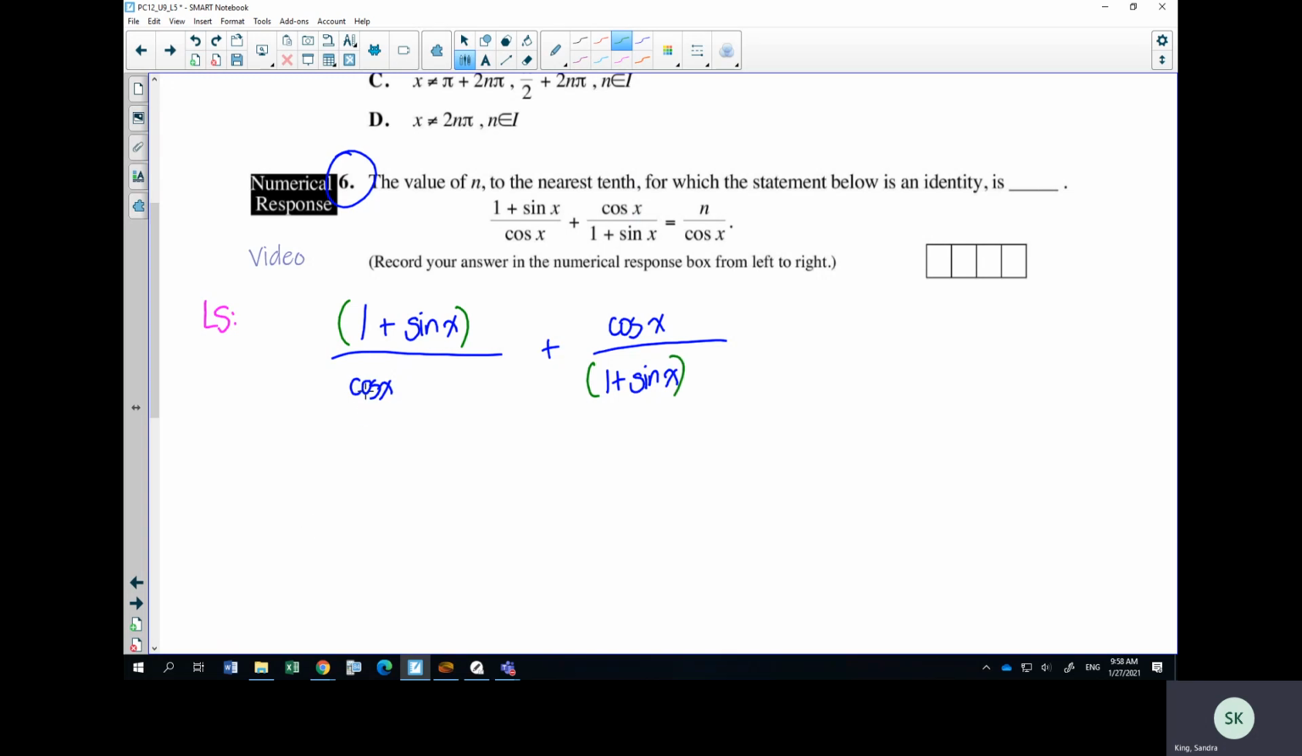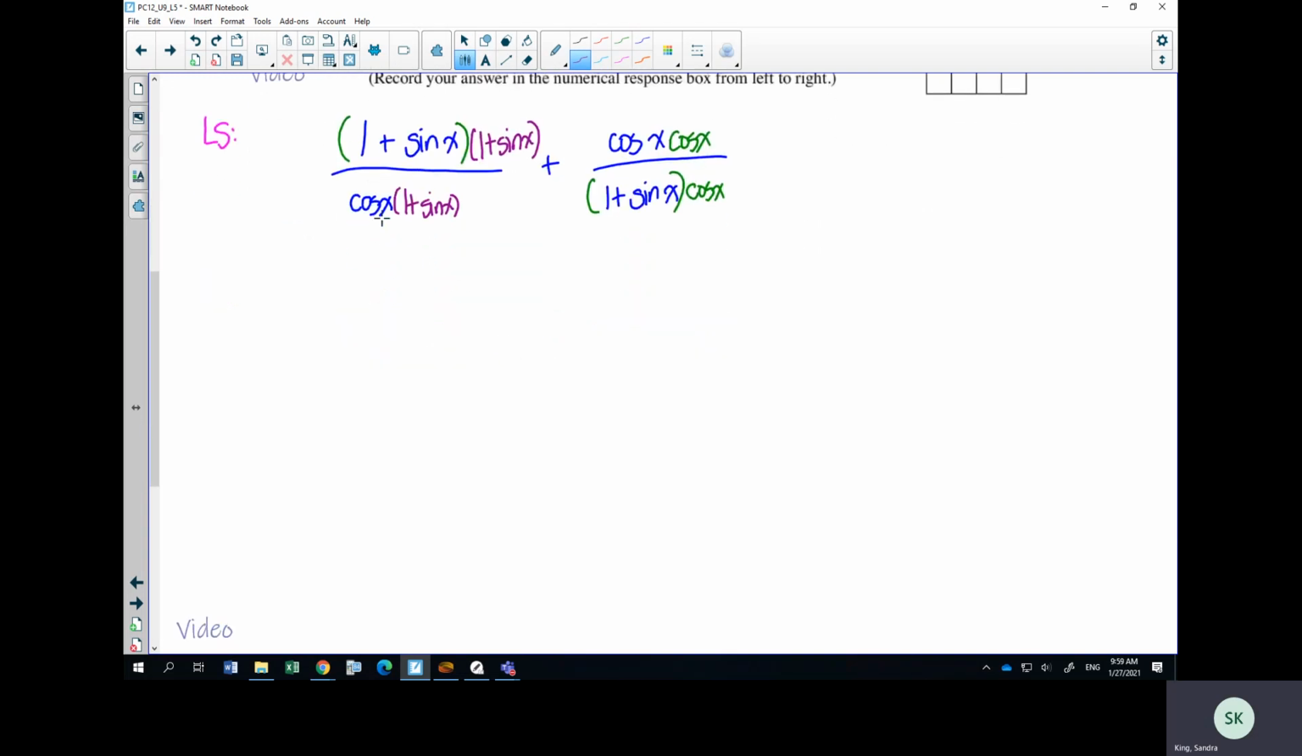Okay, I've got a cos of x in the left-hand fraction, so I'm going to put a cos of x in the denominator of my right-hand fraction. Then in this fraction, I have 1 plus sine of x, so let's put the 1 plus sine of x over here. What I now have is common denominators: cos of x and cos of x, 1 plus sine of x, 1 plus sine of x. So when you're adding fractions, you just write your denominator: cos of x, 1 plus sine of x.